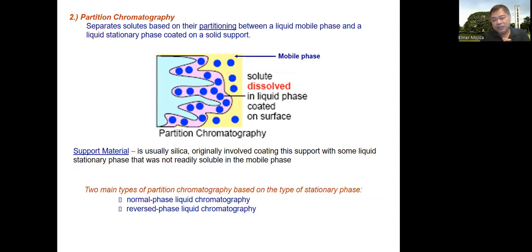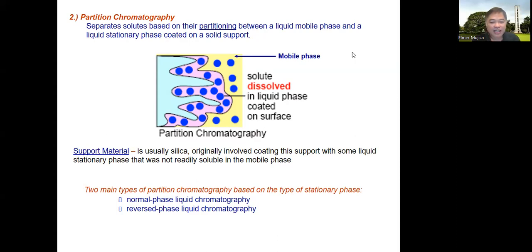Your solute is separated, wherein the component partitions between the mobile phase and the stationary phase. Usually the stationary phase is a liquid, but it's coated on a solid support. The solid support is similar to what we have discussed, but in absorption, it's just a solid support and the stationary phase. Here, you have a solid support and some other material coated on that solid support. I hope you see the difference.